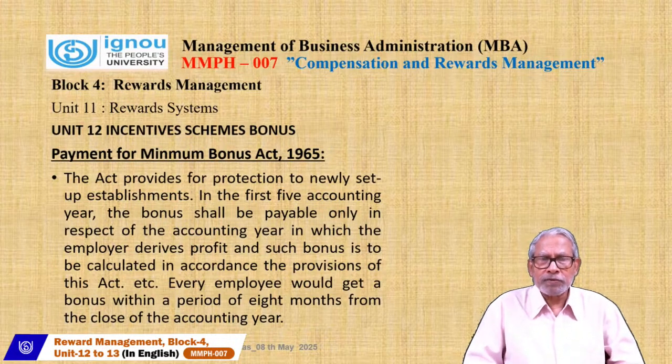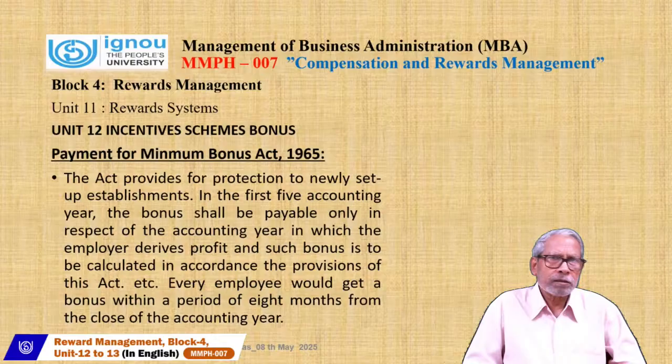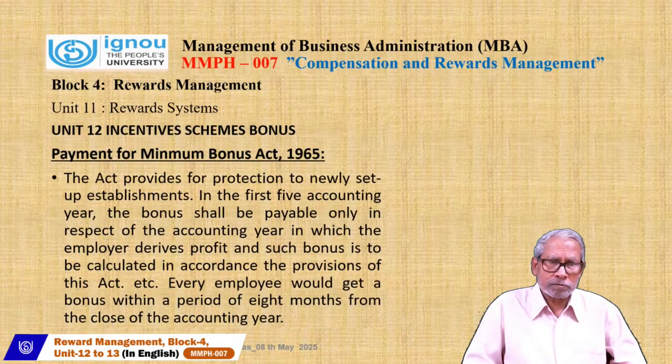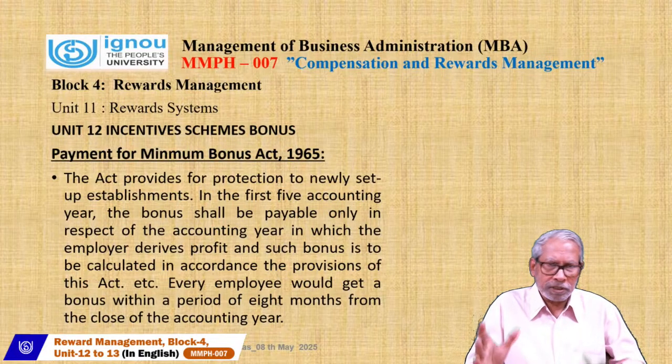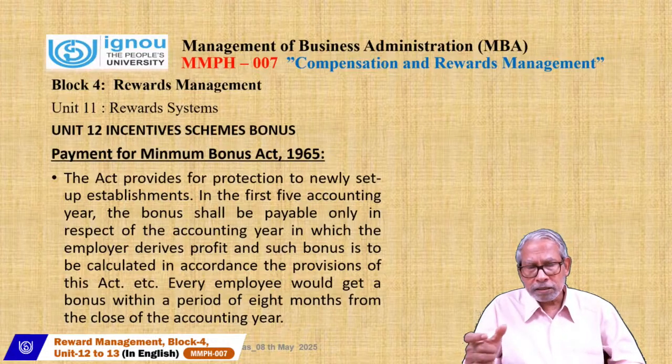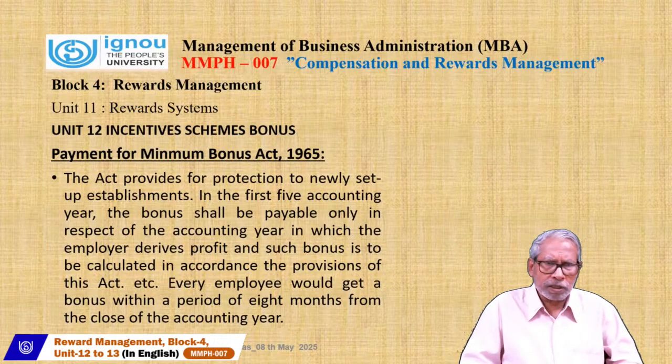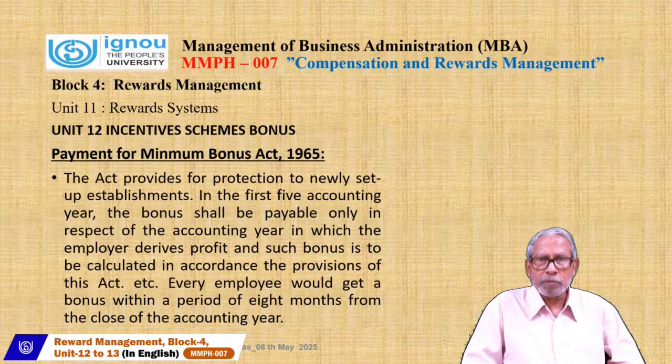Means if there is a profit margin continuously for the 5 years, then they have to provide the bonus, but otherwise it may or may not be provided, and after that they have to keep giving the bonus. So it is payable only in respect of the accounting year in which the employer derives profit. Suppose within these 5 years, particularly in the 3rd year, he has achieved profit, then accordingly you have to give it. Every employee would get a bonus within a period of 8 months from the close of the accounting year.